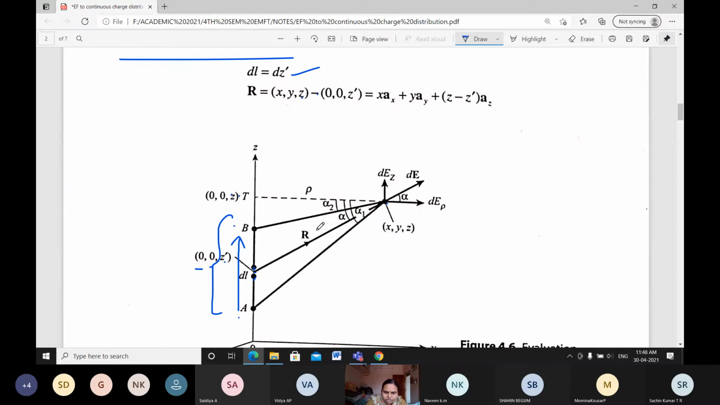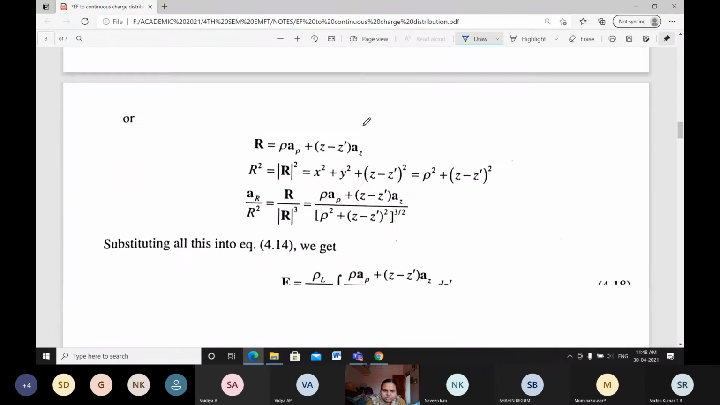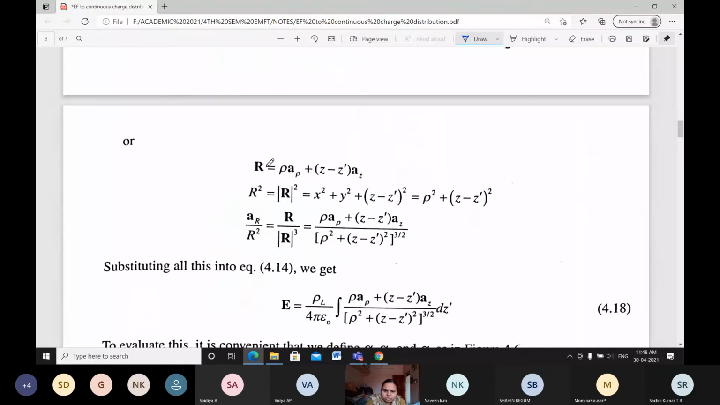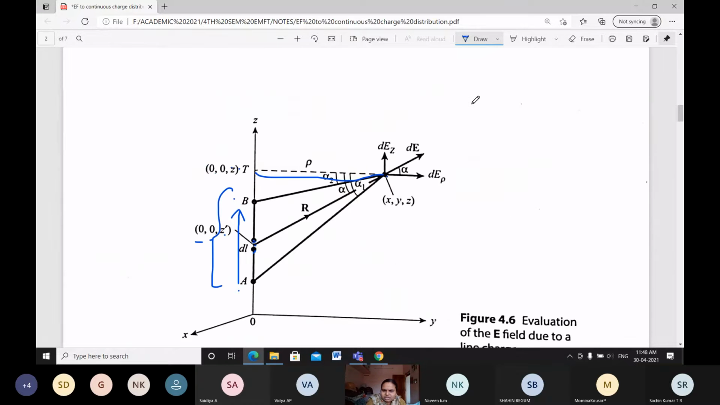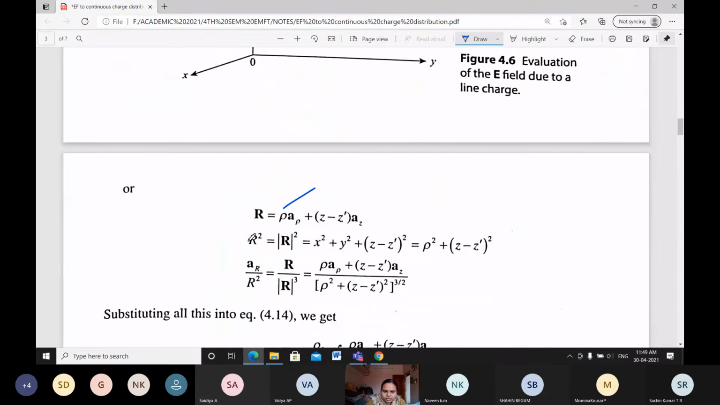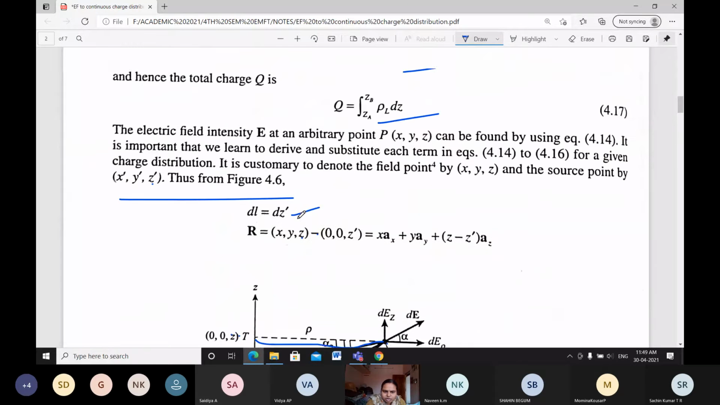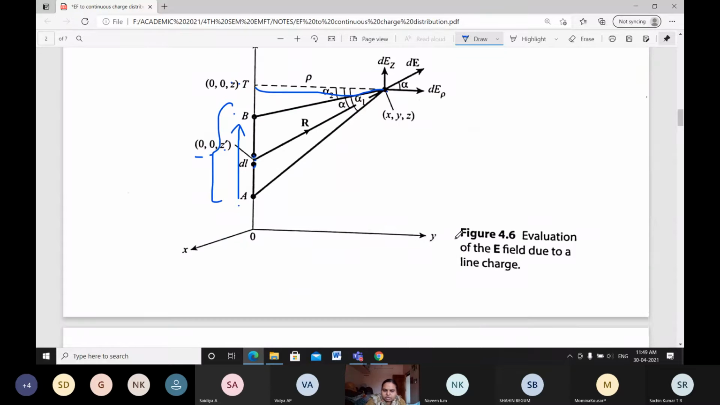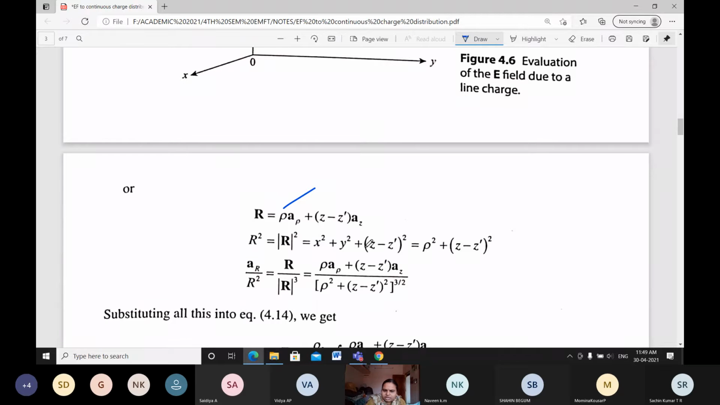The difference is with respect to rho. For that reason, the equation I can write for varying x and y is rho into a rho, plus the remaining part as it is, z minus z dash az. Then r square is the mod of r squared, which means x square plus y square plus z minus z dash whole square.